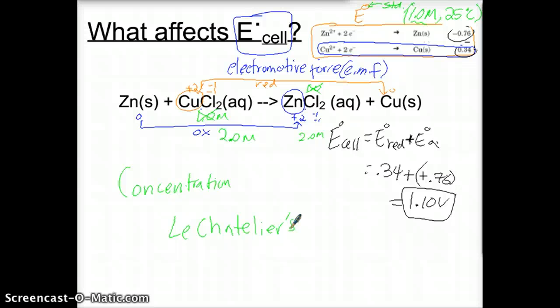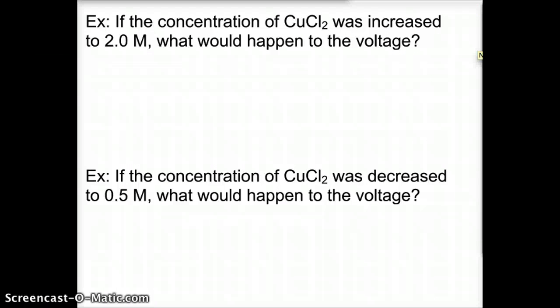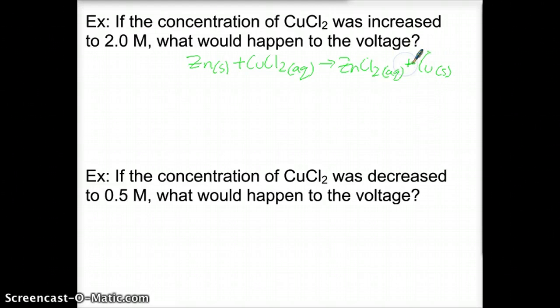Remember, Le Chatelier's principle is when we have a system at equilibrium and we do something to it. If it gets out of equilibrium, which way is it going to shift to get back to equilibrium? So let's apply that knowledge here. Let's say if the concentration of copper chloride was increased to 2.0 molar, what would happen to the voltage? So just a little refresher, the equation looks like this, zinc plus copper chloride is making zinc chloride plus copper solid.